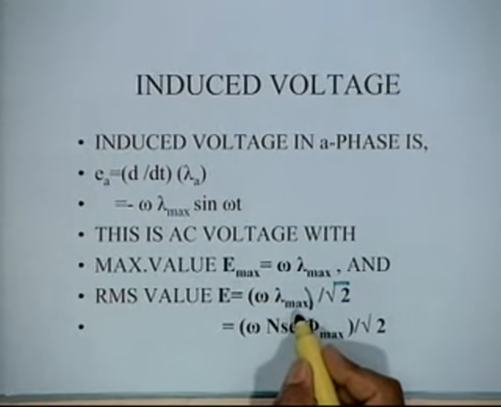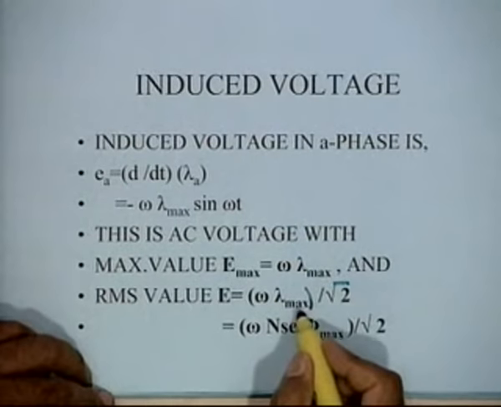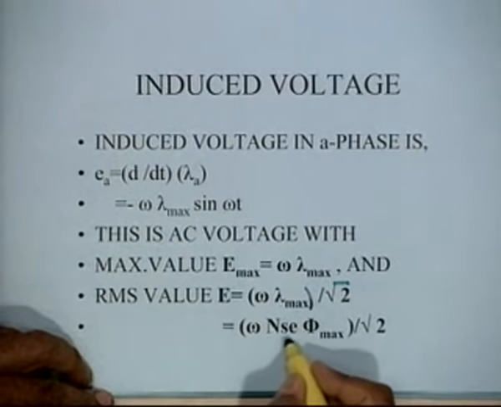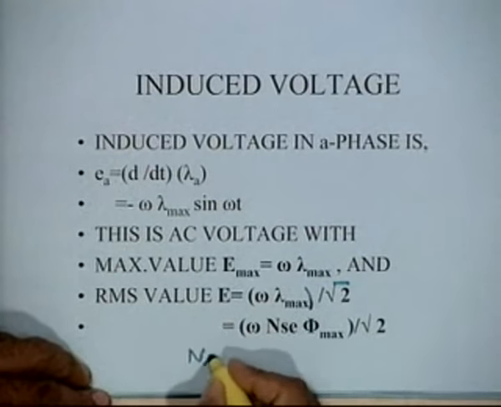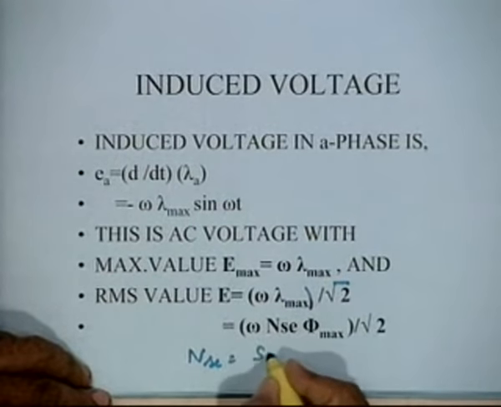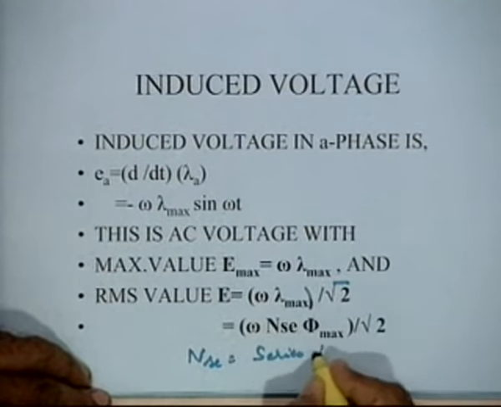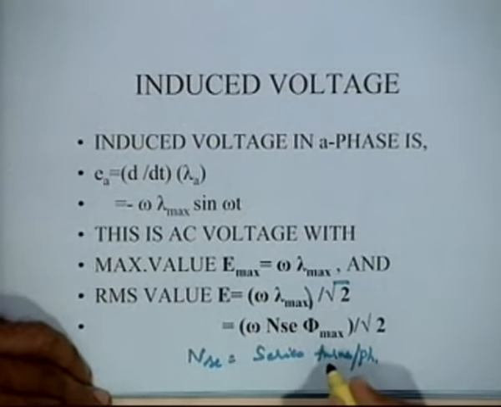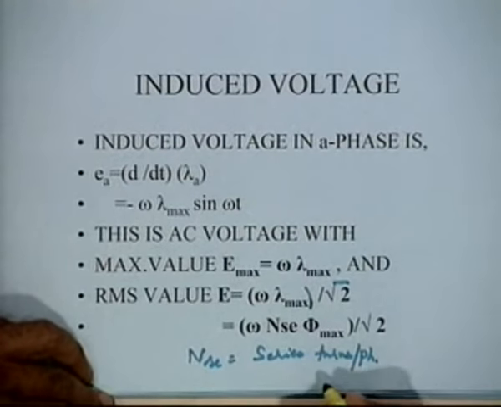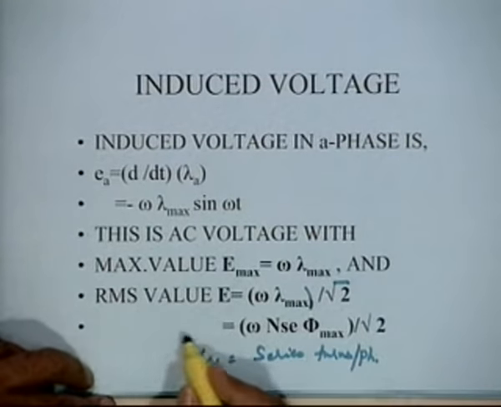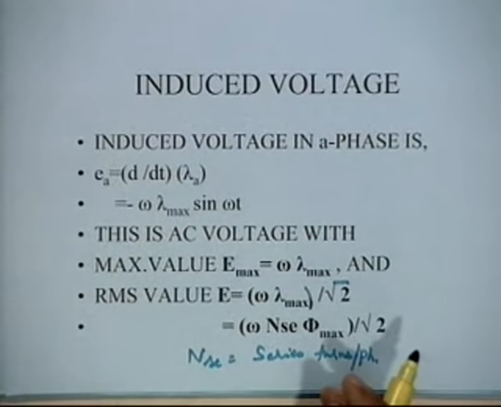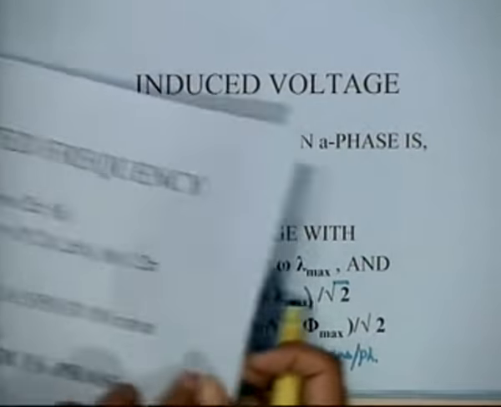It's a sinusoidal waveform. Also, λ_max is the series turns N_SE, the number of turns per phase, times φ_max. N_SE is the series turns per phase. That means turns connected in series in each phase. So we get an expression for the RMS value of the voltage like this.